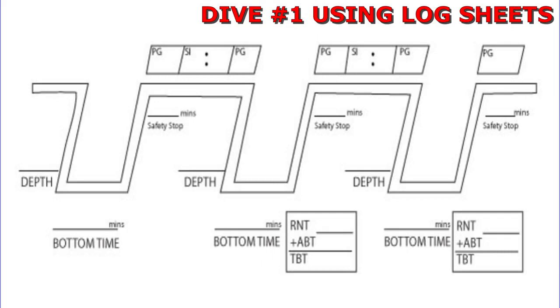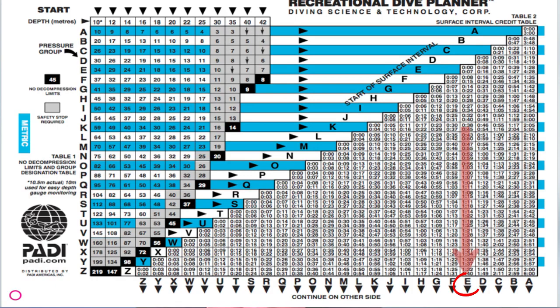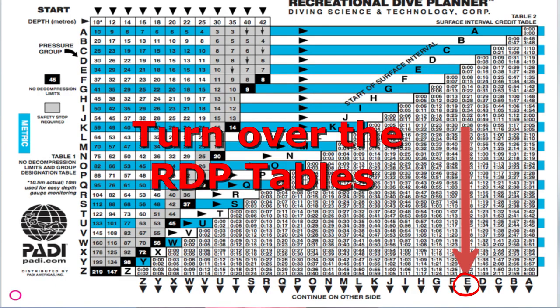Dive number 1, we went to a depth of 18 metres for a bottom time of 30 minutes. This gave us pressure group K. After a surface interval of 45 minutes, we ended up in pressure group E. Pressure group E means that we still have residual nitrogen in our bodies, in our systems. That's okay if we've done 1 dive. If we are doing more than 1 dive, we need to account for that residual nitrogen. So how do we do that?